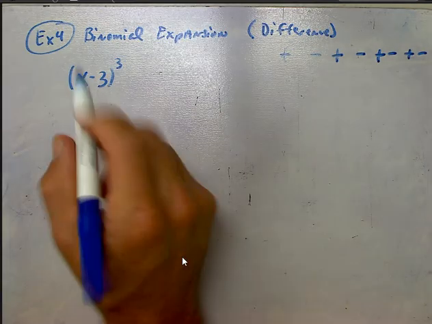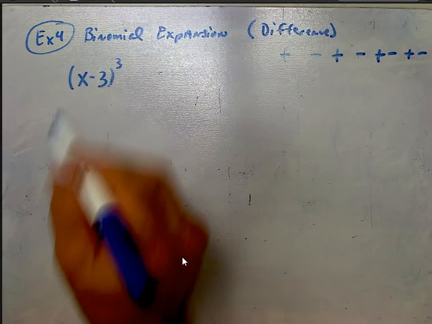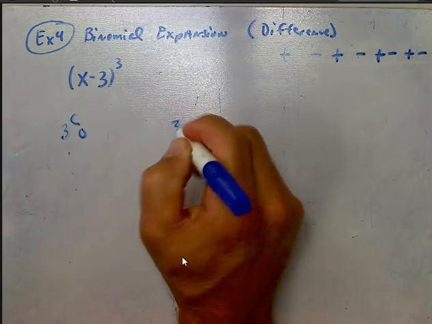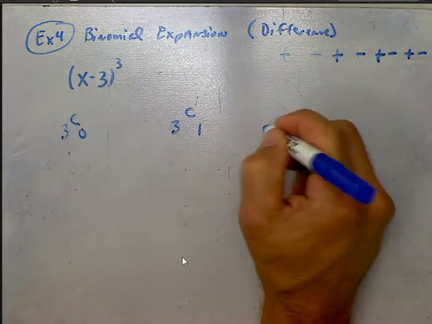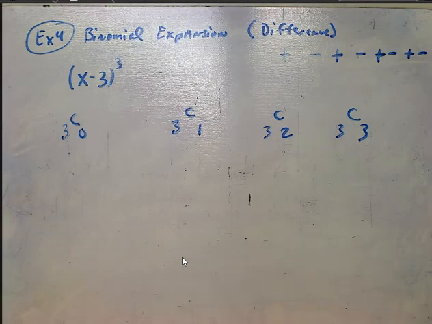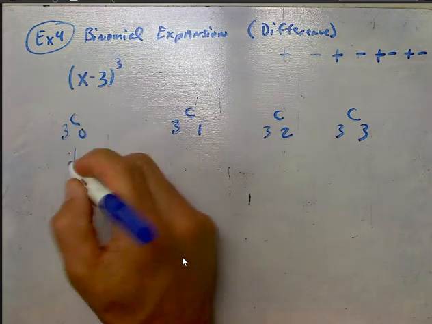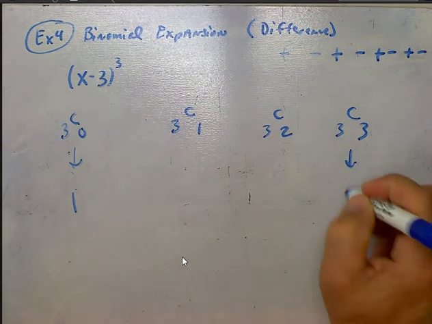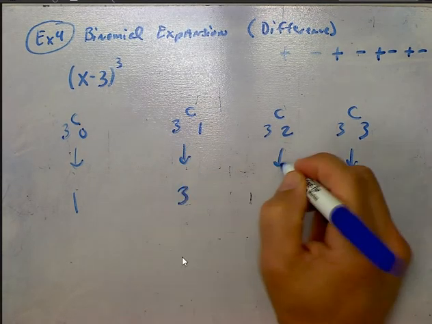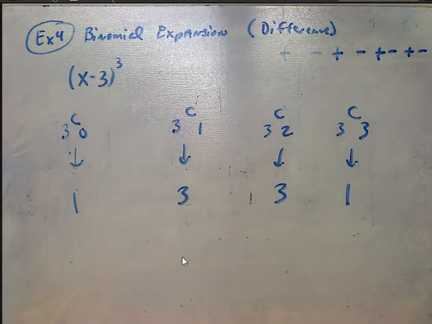The first thing we're going to start out with is find the binomial coefficients. Since the exponent is 3, 3c0, 3c1, 3c2, 3c3. Okay? 3c0 we know is 1, which means 3c3 is also 1. 3c1 is 3, which means 3c2 is also 3 for the coefficients.